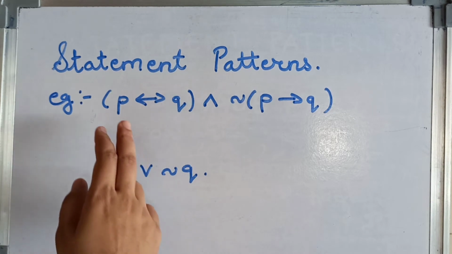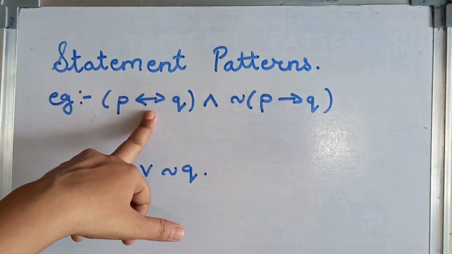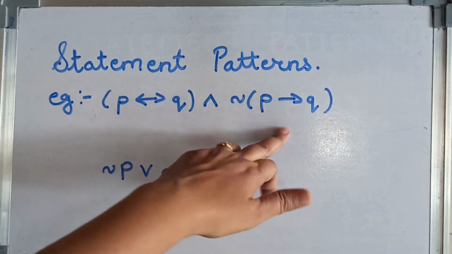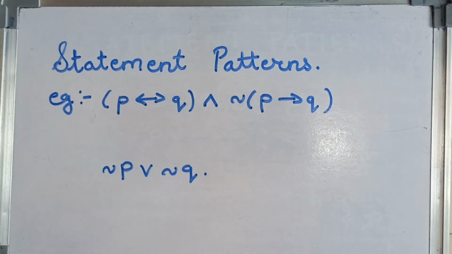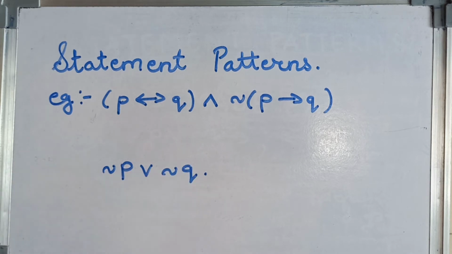First one we have P double implication Q and negation of P implies Q. Here the component statements are P and Q, and the logical connectives we use are double implication, not, and implication. So four connectives are used here, and the pattern that we are getting is called the statement pattern. The second one is negation P or negation Q. Here P and Q are the component statements, and these three are the logical connectives.